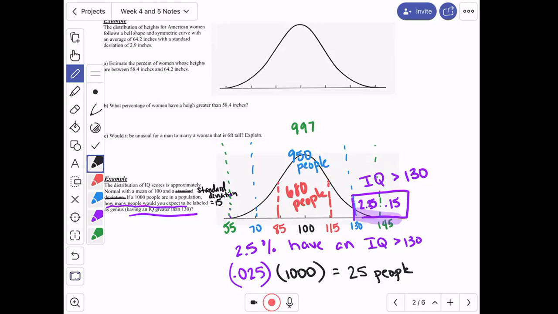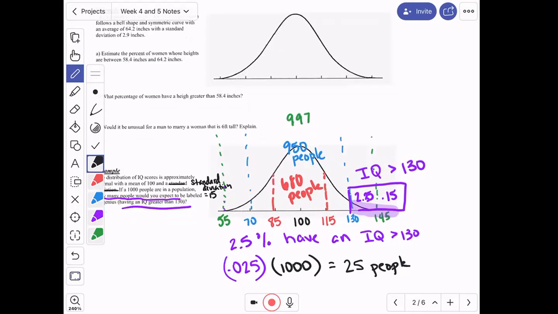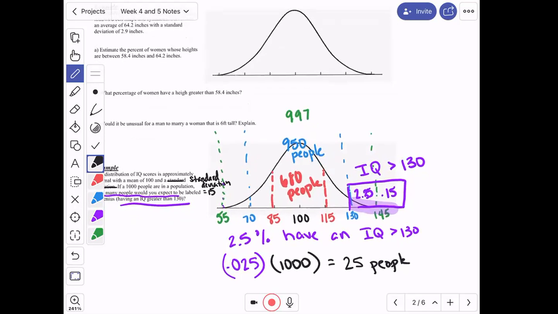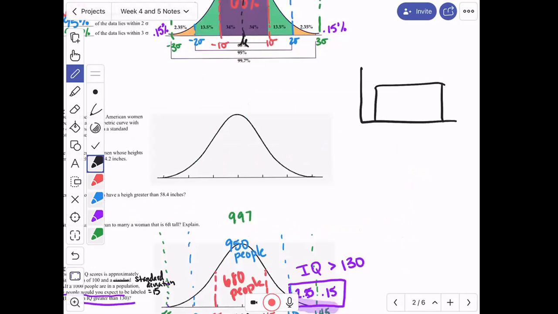Everybody got that? It can't just say symmetric, because there are distributions that are symmetric that are not shaped like bells. For instance, this distribution right here is symmetric, but it's not shaped like a bell. I can't use the empirical rule for that. It has to be normal or shaped like a bell.